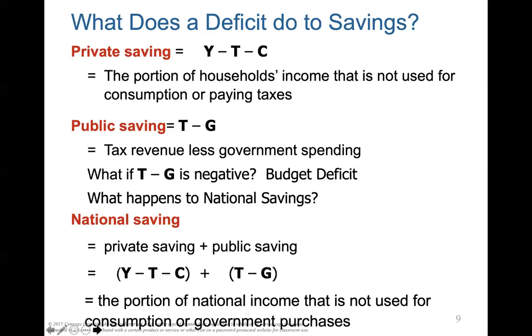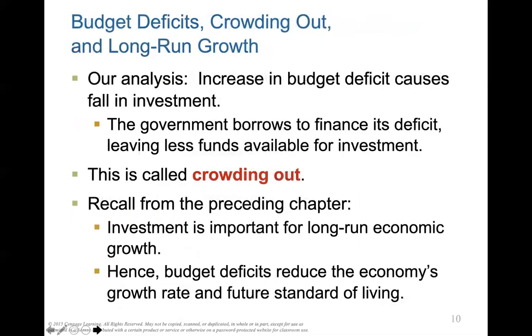In other words, there'll be less money available for what? Savings, which thus means there'll be less money available for investments. Deficits have some issues. In our analysis, an increase in deficits causes a fall in investments. So one of the things that people will say is whenever the government has a deficit, we are going to see less money available in a closed economy for investment into capital structures.